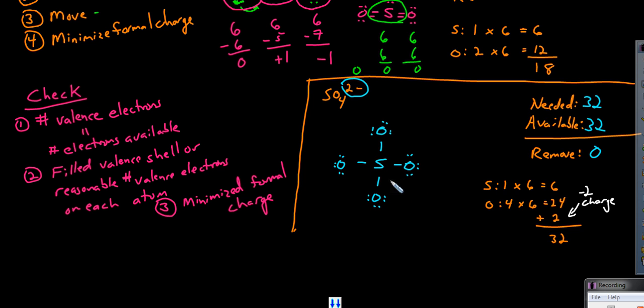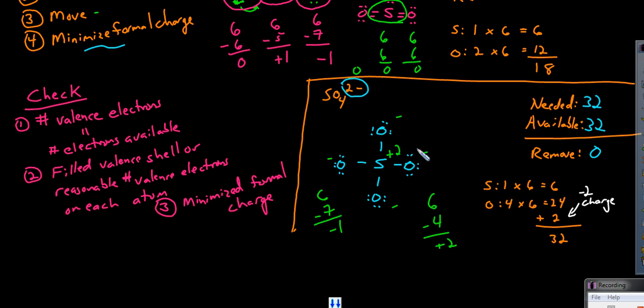Everyone's happy. You might say we're doing good, except we have not yet minimized formal charge. So now we need to account for formal charge. The oxygens here, they're all the same. They all brought 6 valence electrons, yet they have right now 2, 4, 6, 7 electrons belonging to them. So they each have a -1 formal charge. And the sulfur, it brought 6 valence electrons. Right now, though, it has 1, 2, 3, 4 electrons belonging to it. So it has a +2 formal charge.